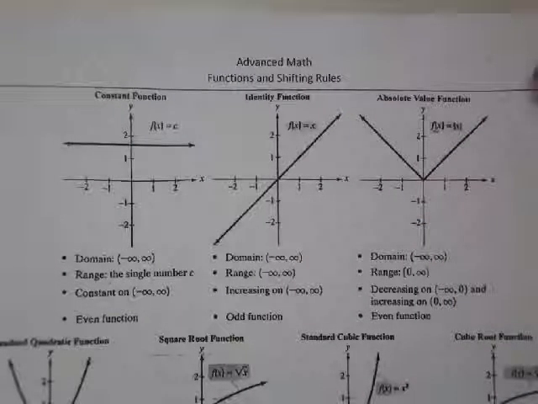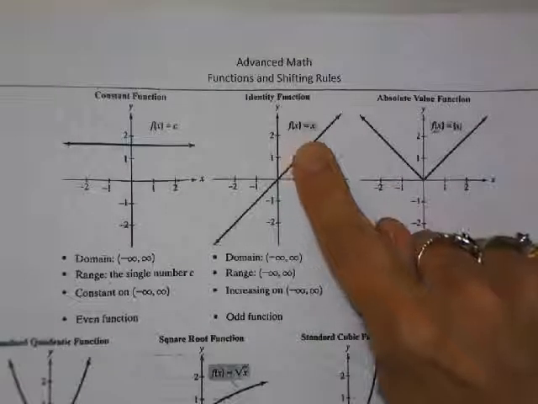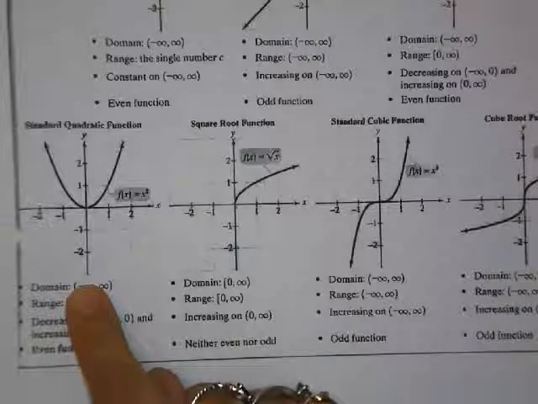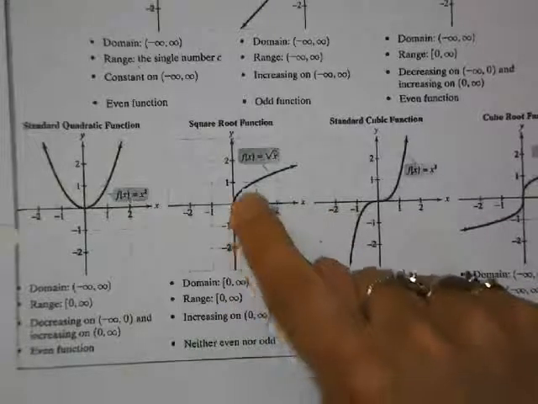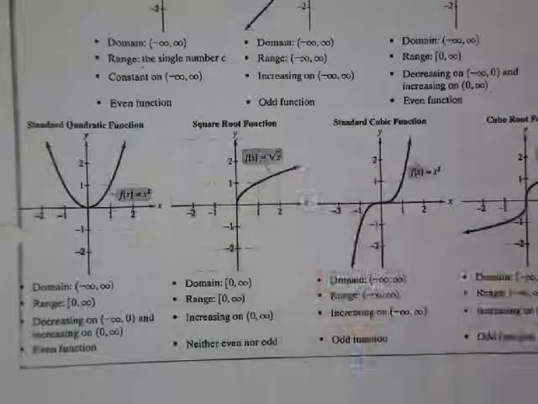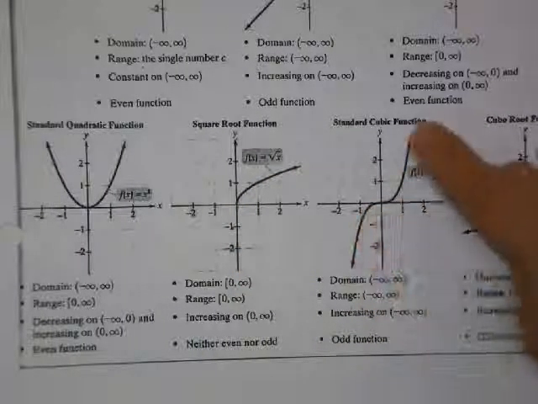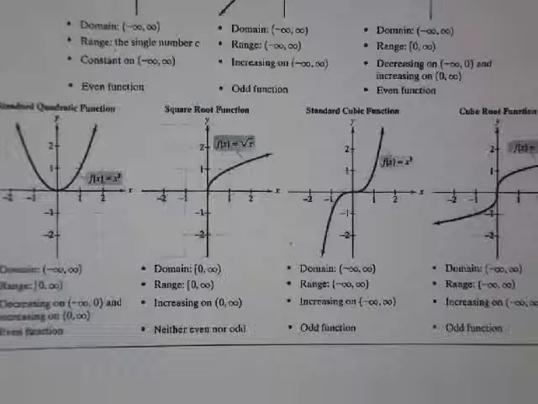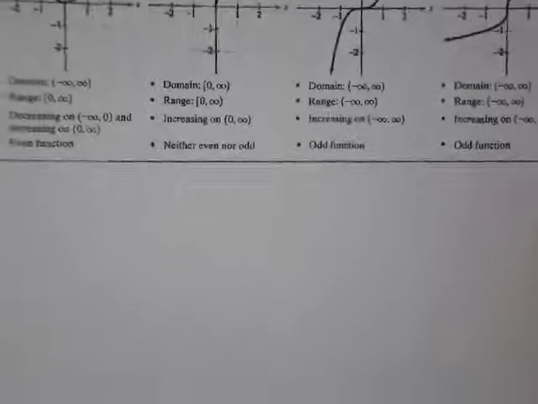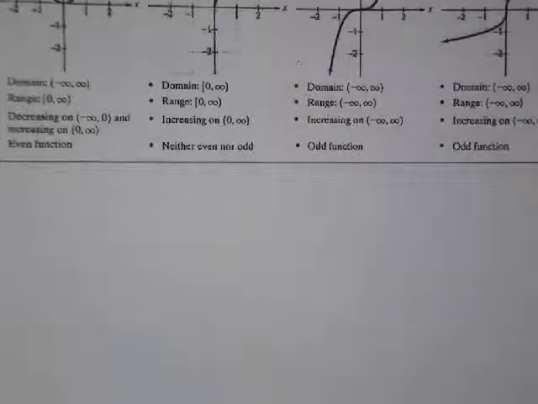Now these are called parent functions, so this is what the basic function looks like. That's what f of x is equal to x looks like. A standard quadratic is just x squared, which gives you a parabola. The square root gives you this little half a parabola. A cubic gives you this, and a cube root gives you that. Okay? Alrighty, so we're going to take our notes starting at the bottom of this page.